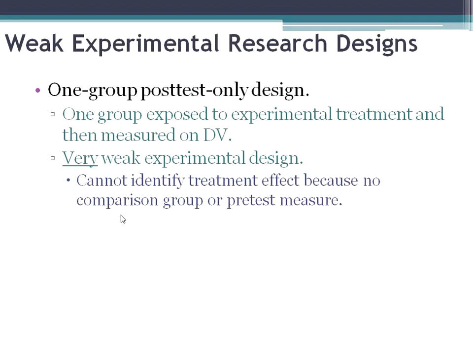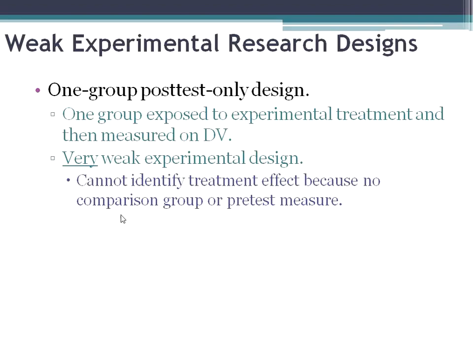There's a couple different kinds of designs. We've talked about these. So the one group post-test only design is when we have a single group exposed to an experimental condition, and then we measure their dependent variable. So this would be, we have a reading intervention program, we go to a classroom, everyone in the class gets the reading intervention program, and then we measure their reading performance afterwards, right? And this is a super weak design.